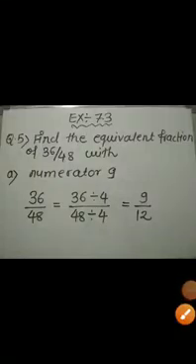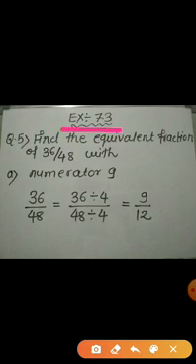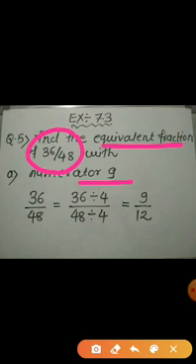Students, now I am going to discuss the question number 5 and 6 of exercise 7.3. Question number 5 is, find the equivalent fraction of 36 by 48 with numerator 9. Students, in this question we are asked to find out the equivalent fraction of 36 by 48 with numerator 9.